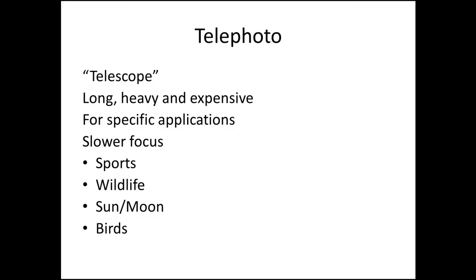All right, moving to telephoto. This is the last one before we go into really quick fisheye and macro, and then we'll head to Q&A. So telephoto, if you're a beginner and you try to remember what all this stuff means, it sounds like telescope because that's what it is. It zooms in. They're usually long, heavy, and sort of expensive. Sometimes even really expensive. And then they're for specific applications, like sports, wildlife, sun and moon, birds.